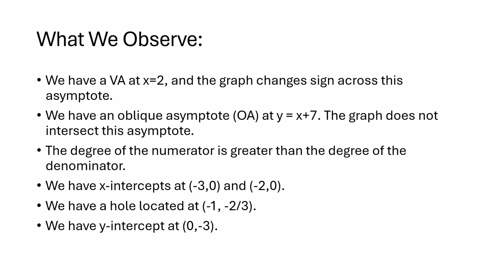We observe that we have a vertical asymptote at x equal 2. The graph changes sign across this asymptote. In this case, we have an oblique asymptote, or an OA, as it's abbreviated, at y equal x plus 7, and the graph does not intersect this asymptote. The degree of the numerator is greater than the degree of the denominator because of the presence of the oblique asymptote. We have x-intercepts at -3, 0 and -2, 0. We have a hole in the graph, and that's located at -1, -2/3. We also have a y-intercept at 0, -3. So we're going to put all of this information together to construct the algebraic form of our rational function.